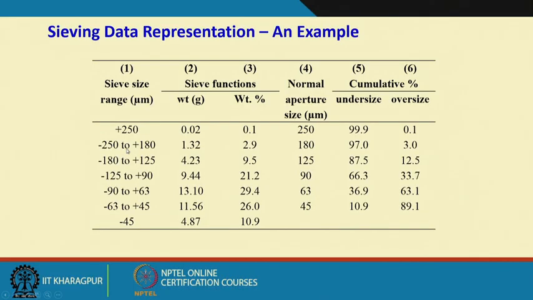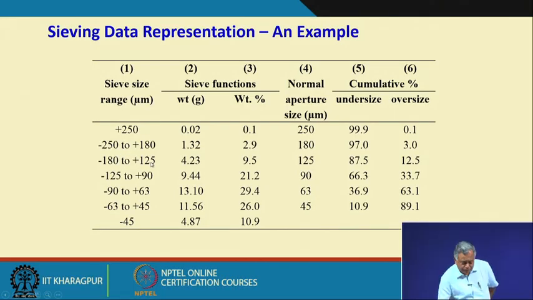So, when I have a 125 micrometer sieve, the particles which are already retained at 180 and 250 micrometers will also be retained on this 125 micrometer sieve, is it not? So, to calculate that, I have to add 0.1 plus 2.9, that is 3, plus 9.5, that is 12.5% of the total material that will be retained on a 125 micrometer sieve.